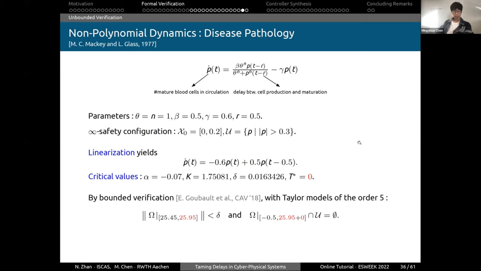And then by combining bounded verification, for example, using the technique from the COF paper, using Taylor models, and in this case we set the order of the Taylor model to 5, we obtain that the over approximation up to time 25.95 is already contained in such a constant region delta. And then we verify that the over approximation at time t prime plus t star, in this case t star is simply zero, is disjoint from the unsafe set, and these two things together yield infinite safety of our original non-linear and non-polynomial delayed differential equation.